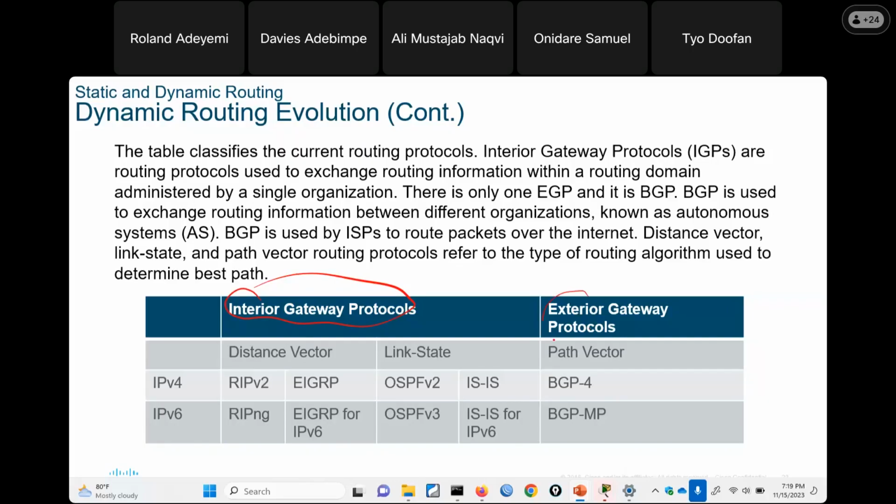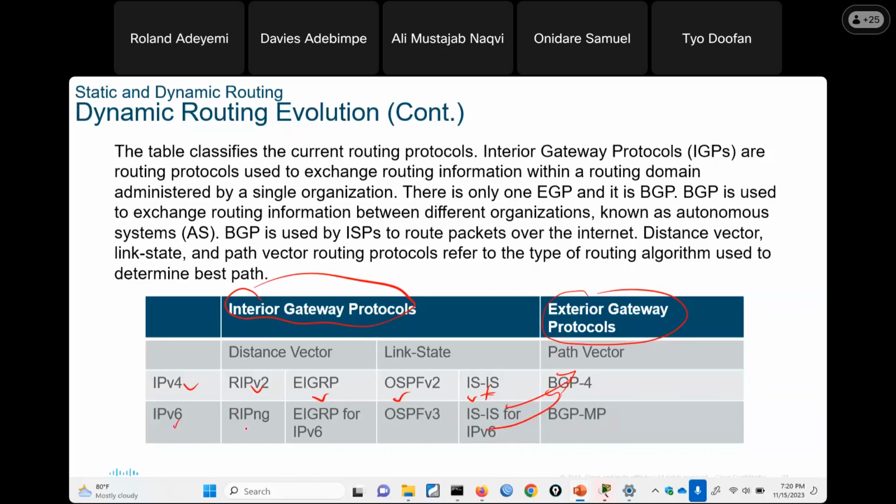Whereas there are others that are called exterior gateway protocols. They are used on the internet or between different autonomous systems. When one company wants to connect to another company to do business together, you use exterior gateway protocols. So look at the interior gateway protocols we have for IPv4. We have RIP version 2, we have EIGRP, we have OSPF, we have ISIS. This can be contested anyway, because ISIS used to be under exterior.